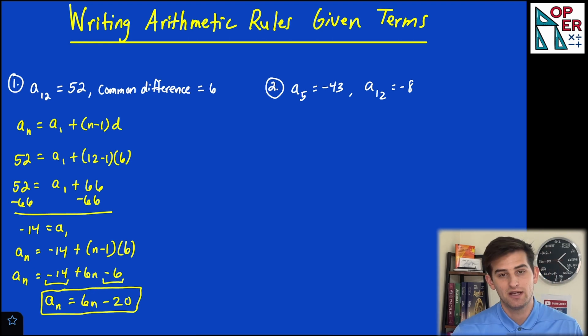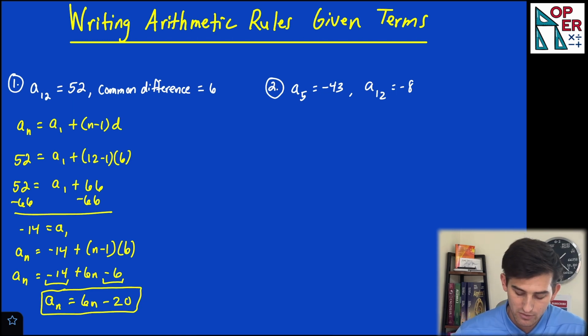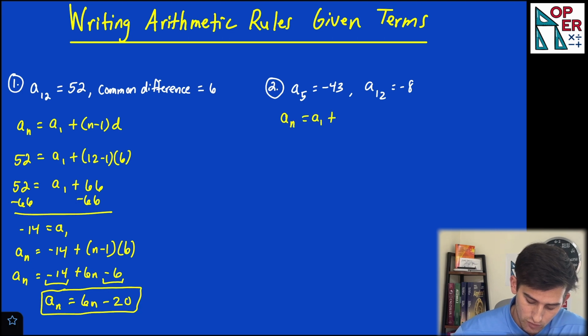That's how we can write the nth term equation for an arithmetic sequence given one term and the common difference. Now example 2 is a little different. We're not given the common difference, so we need to find that first, and then we can write our nth term. We're given the 5th term is negative 43 and the 12th term of this sequence is negative 8. Once again, we write a sub n equals a sub 1 plus n minus 1 times the common difference.